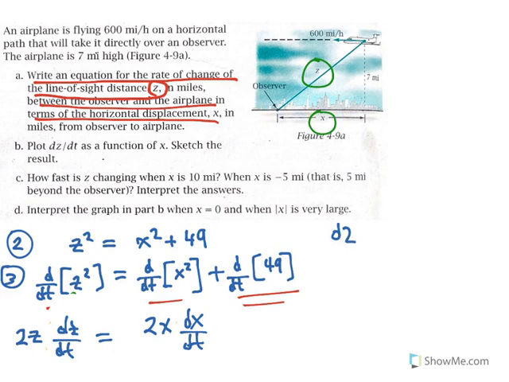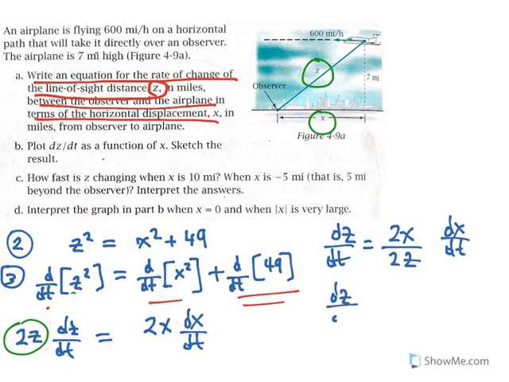So we get dz/dt is equal to, you just have to divide both sides of this equation by 2z. So when we do that, we have 2x dx/dt divided by 2z.